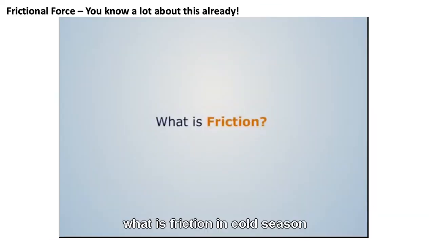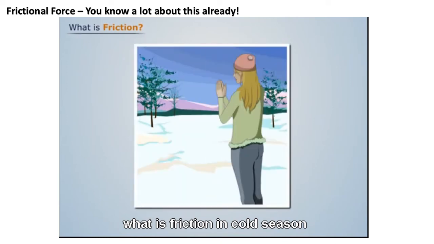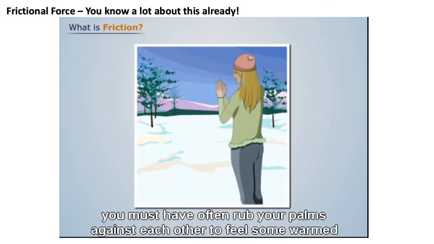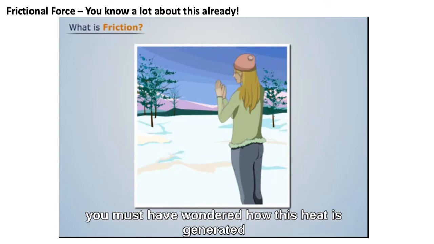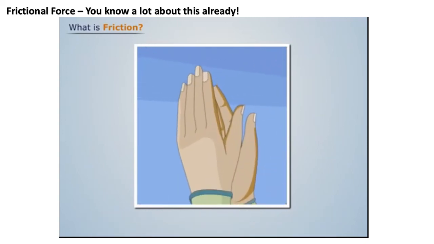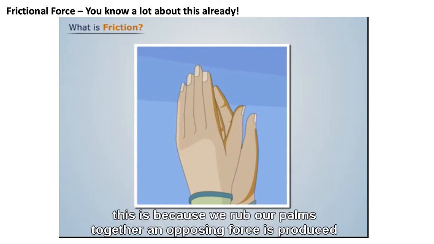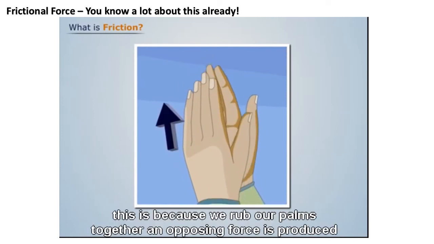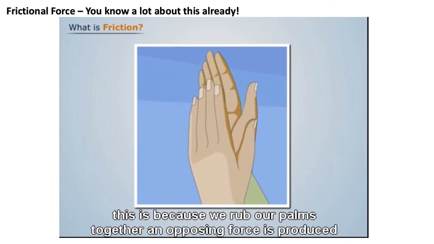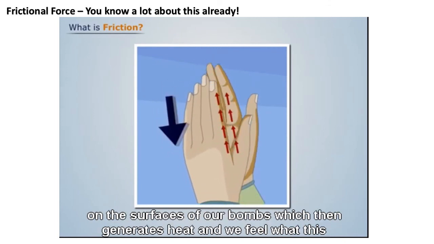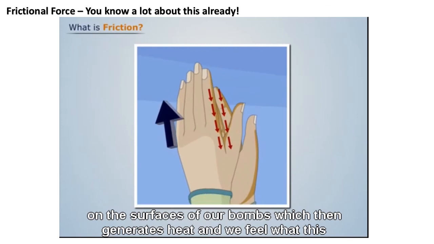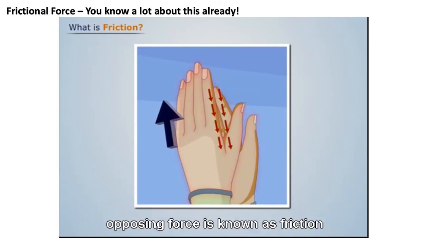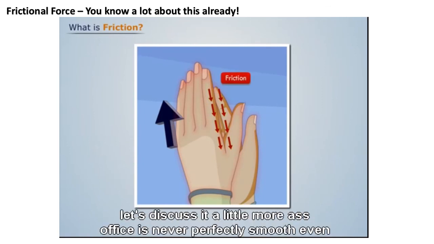What is friction? In cold season, you must have often rubbed your palms against each other to feel some warmth. You must have wondered how this heat is generated. This is because when we rub our palms together, an opposing force is produced on the surfaces of our palms, which then generates heat and we feel warm. This opposing force is known as friction. Let's discuss it a little more.